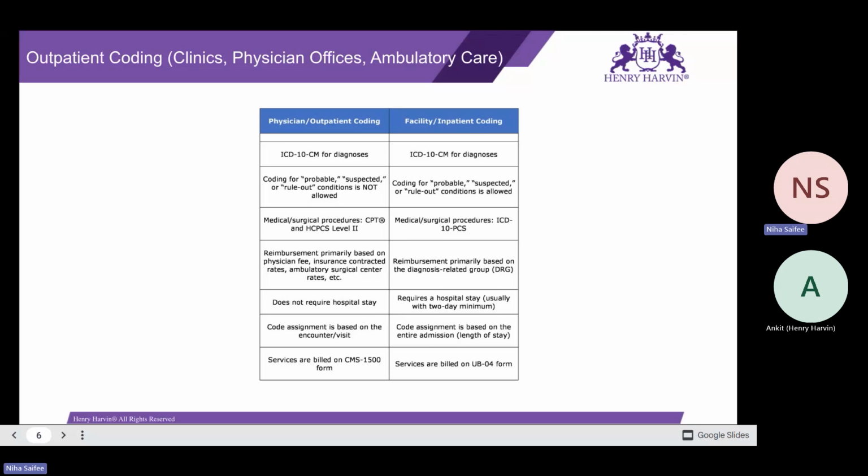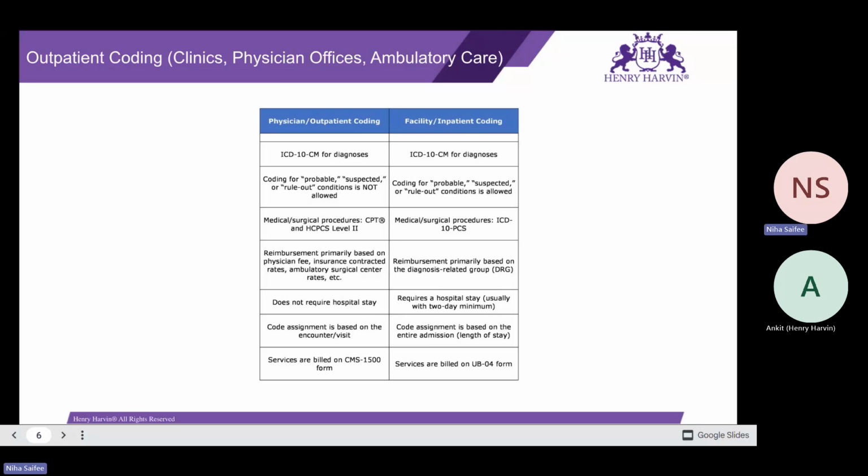Reimbursement in outpatient is primarily based on physician fee, insurance contract rates, ambulatory surgery center rates, etc. In inpatient, reimbursement is basically based on DRGs. I've already spoken about DRG. Outpatient does not require a hospital stay. Inpatient requires a hospital stay, usually with a 2-day minimum.